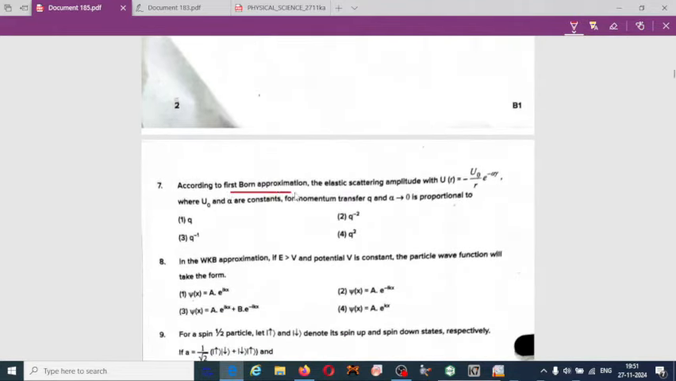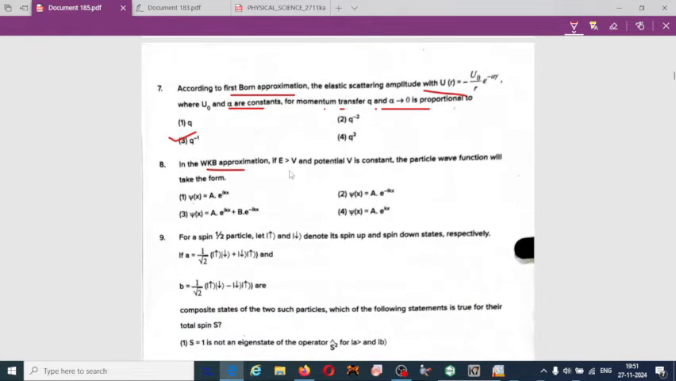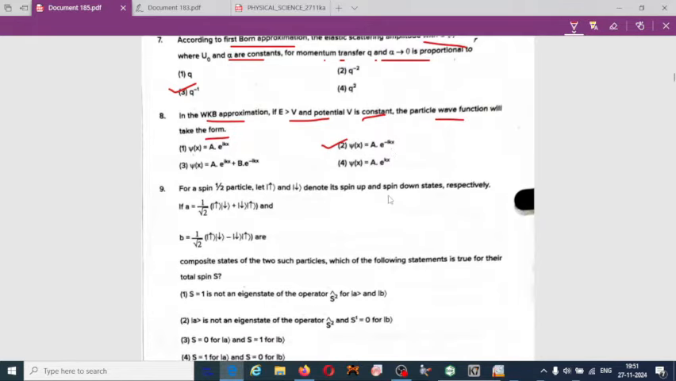According to first Born approximation, the elastic scattering amplitude U of R from the given equation, where U naught and alpha are constant, for maximum transfer Q and alpha tends to 0 is proportional to option 3, Q to the power minus 1. In the WKB approximation, energy is greater than V as potential V is constant. The particle wave function will take the form, eighth one, option 2, psi of x a dot e to the power minus ikx.